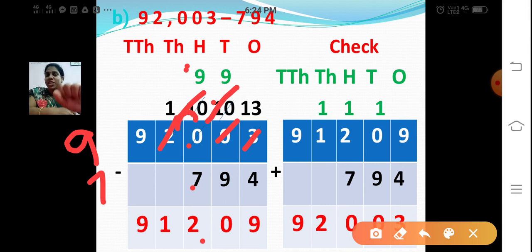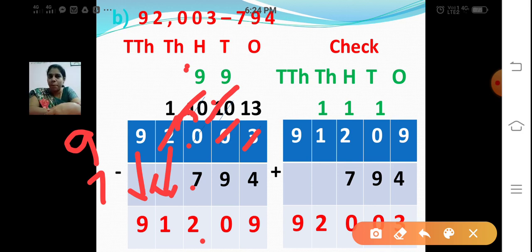Now let's move on to the thousands place. What number am I having in the thousands place? 1, because I already gave 1, right? So my thousands place will be 1. So bring it down. And in the 10,000s place, 9. There is no number to subtract, so bring that number down. So my answer is 91,209.